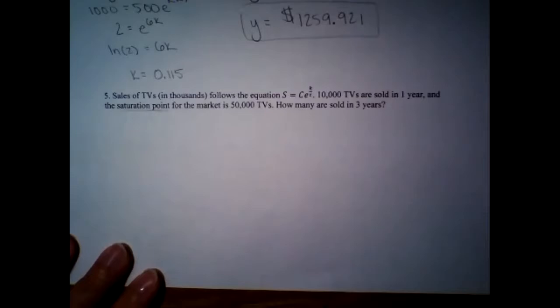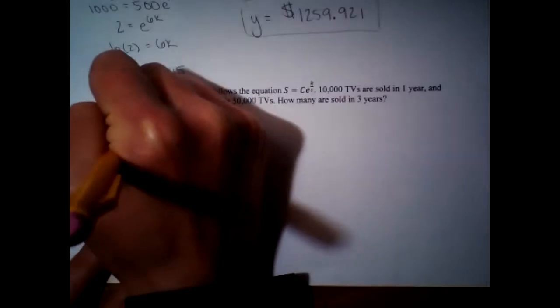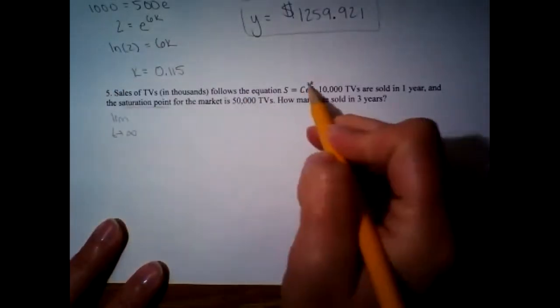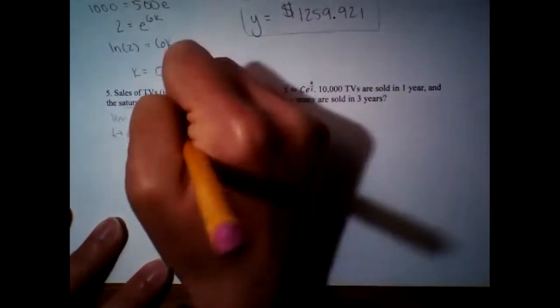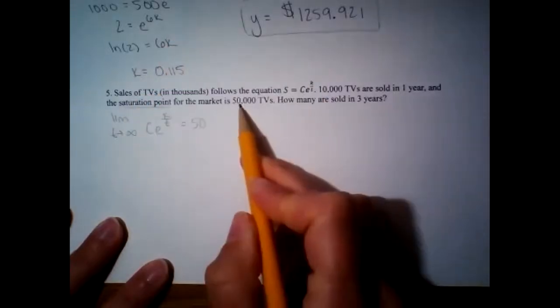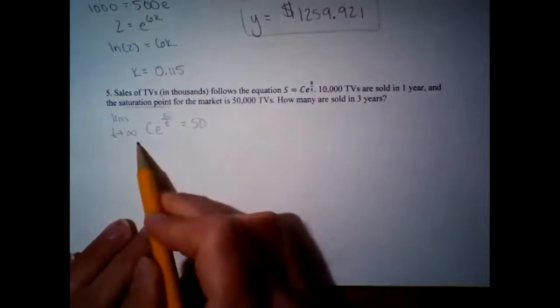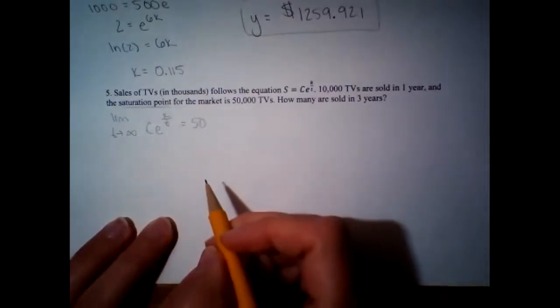So as time goes forward, you're going to saturate the market at 50,000 TVs. So it's a limit. It's the limit as time goes forward infinitely. For this equation, C e to the power k over t is 50. And I wrote 50 instead of 50,000 because it says in thousands, right? So as time goes forward infinitely, you're going to level off at 50,000 TVs. You're really not going to be able to sell any more TVs.